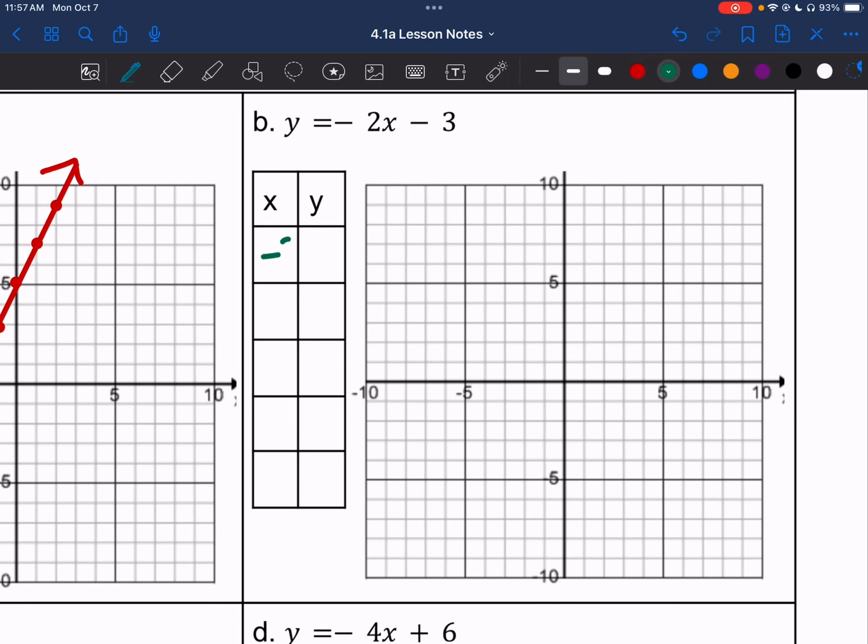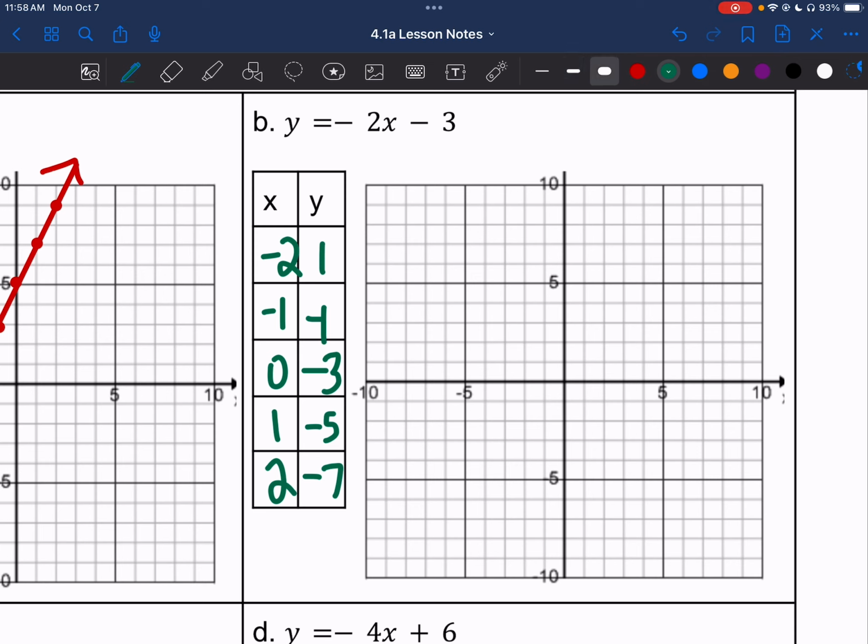So let's look at letter B. Again, we're going to start with the same input values, the same domain, and we're going to figure out what we have. So -2 times -2 is a +4, minus 3 is 1. -1 times -2 is a +2, minus 3 is -1. 0 times -2 is 0, minus 3 is -3. 1 times -2 is -2, minus 3 is -5. And 2 times -2 is -4, minus 3 is -7.